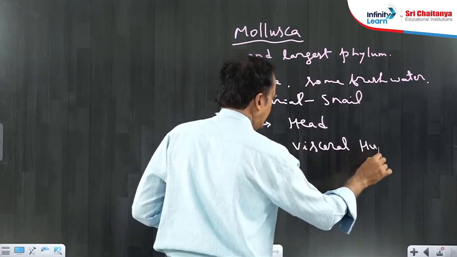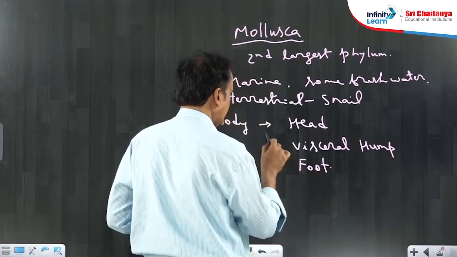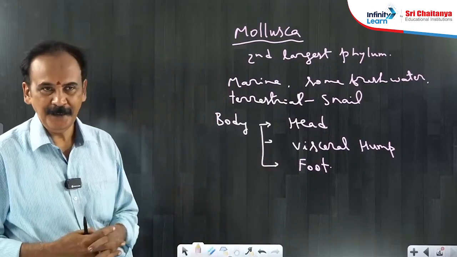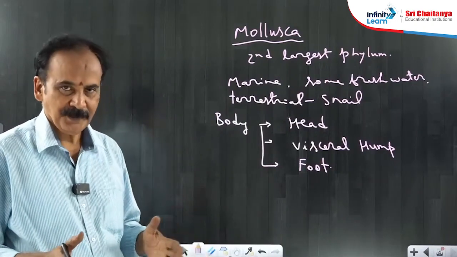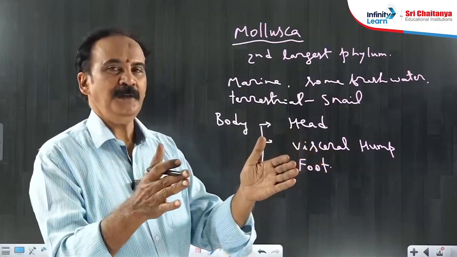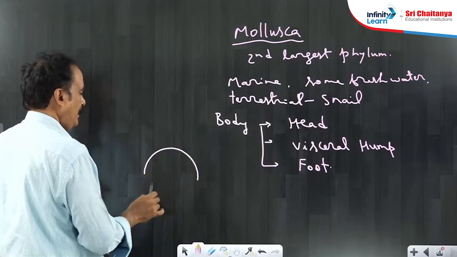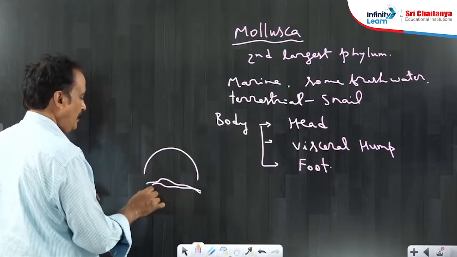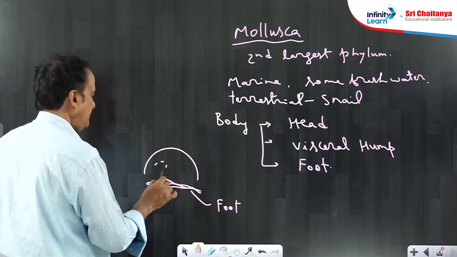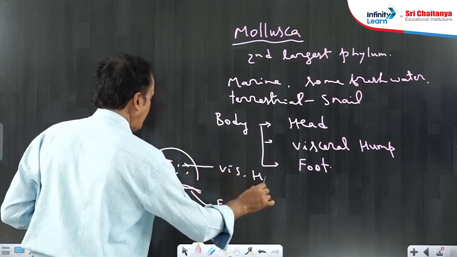visceral hump, and a strong muscular foot. Body is divisible into the head region, visceral mass. What is viscera? Viscera means the internal organs. All the internal organs will come together and they form a hump. You understand hump, no? Like this, it will form a hump-like structure. They have a strong muscular foot. This is, say for example, the alimentary canal and the others, which will form the visceral hump.